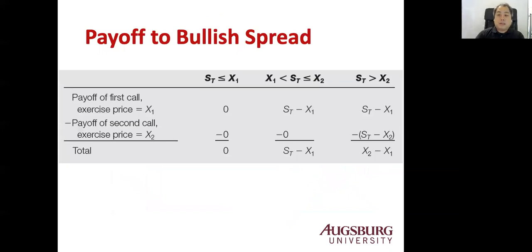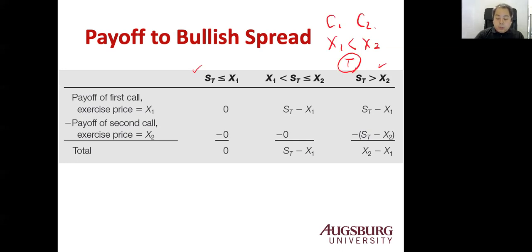Next is a spread. A spread is a strategy where you basically have two call options together, say C1 and C2. C1 and C2 have different exercise prices and the same expiration date. Suppose X1 is lower than X2. Then you have three zones at the expiration date: the stock price may be below the first exercise price, between the first and second exercise prices, or above the second exercise price.